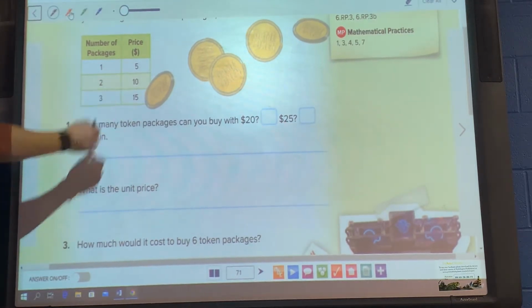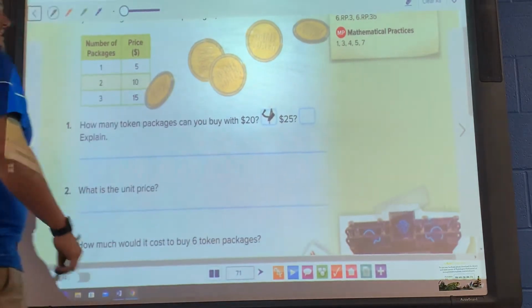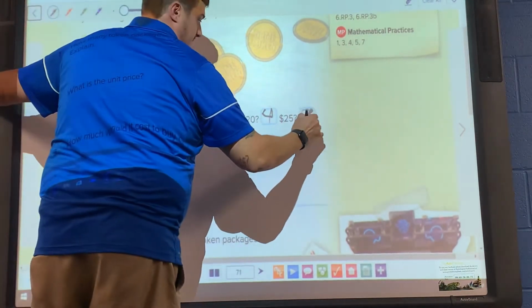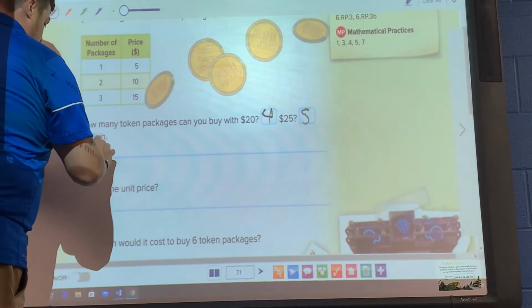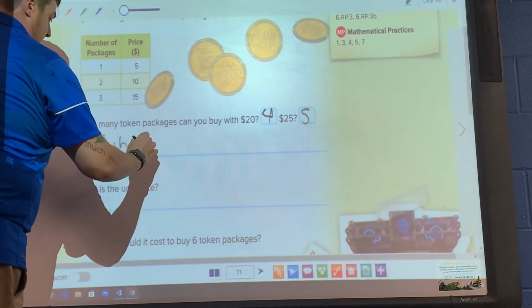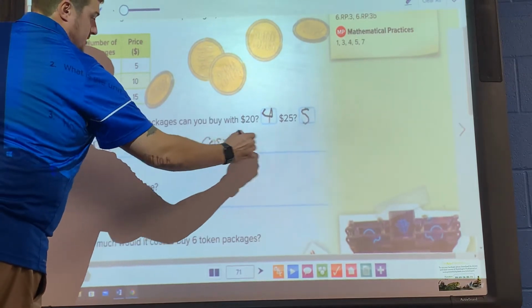So if 3 was $15, $20 is going to get you 4, and then $25 would get you 5. The reason behind that is because of our rate. We're using the same thing over and over again. Each ticket package goes up by $5, so each package costs $5.